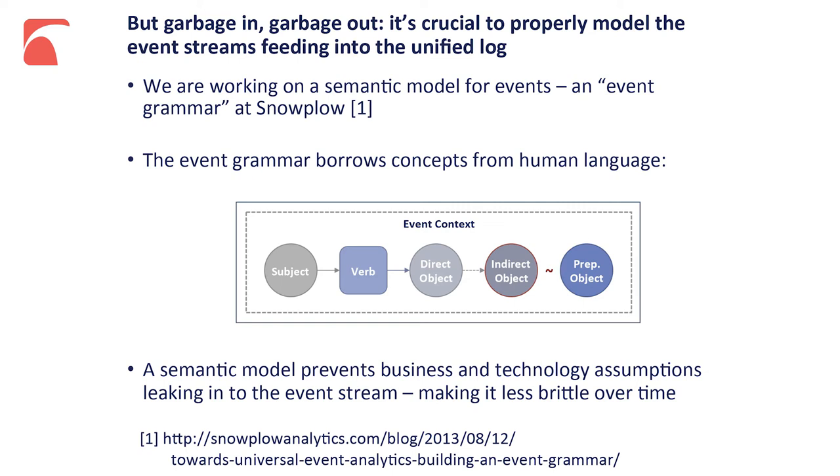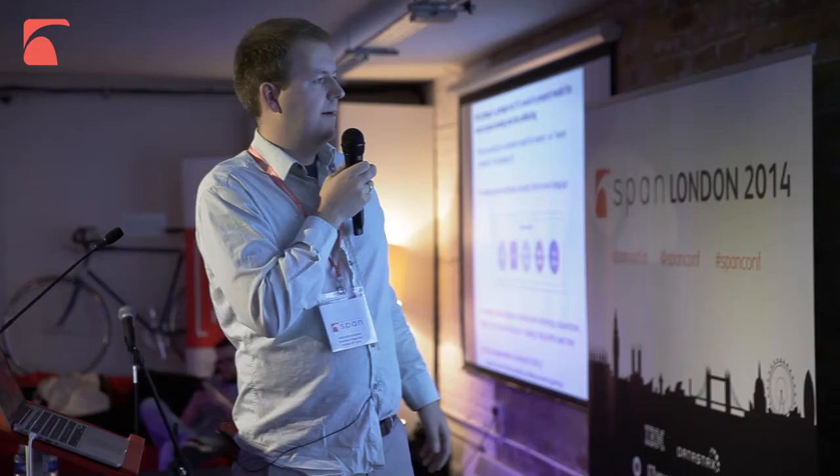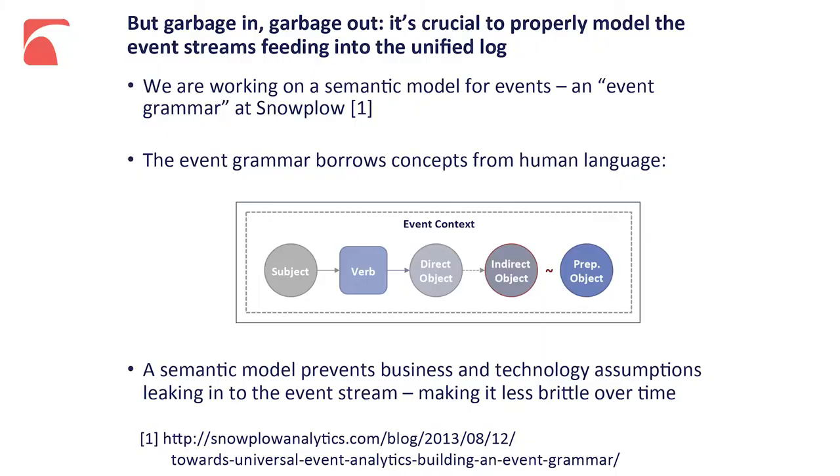So there are no firm answers at the moment. One thing we're working on at Snowplow is a semantic model for events. And the grammar borrows heavily from human language. So we have the idea of an event context, which is the time, manner, place of the event. Then we have the idea of a subject of the event, so who's doing the event, the verb of what they're doing, and then different entities that are interacting in the event. So entities are like snapshots of different things at a moment in time. An example here might be for retail: shopper adds t-shirt to basket, and you're just snapshotting all of those things at the moment that the event takes place.